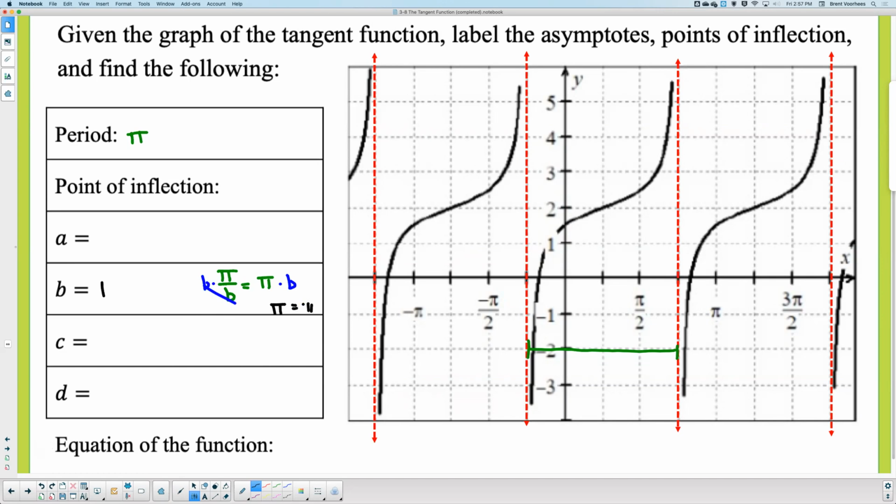Pi equals pi b, and I'll do it right here so you can see it yourself. That's an easier way of seeing what's going on. So pi b would be 1.